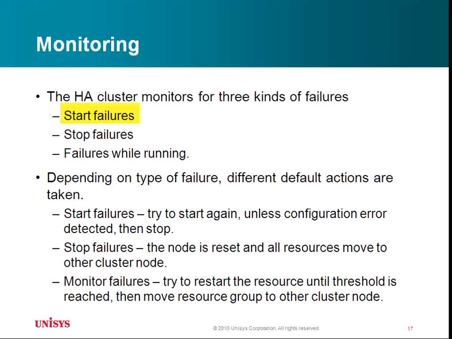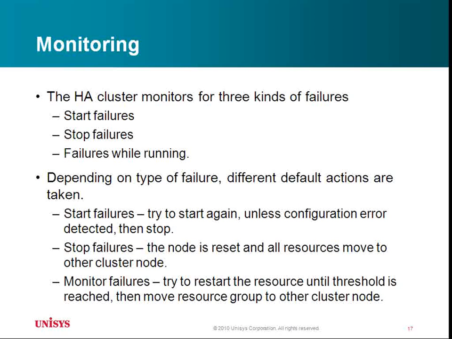The HA cluster monitors for basically three kinds of failures. Resources in which the resource won't start, a failure in that the resource won't stop or won't respond to a stop action, and failures where the resource is running and the monitor action detects that the resource isn't running. So that's a failure while it's running. Now, depending on the type of failure, different default actions are taken.